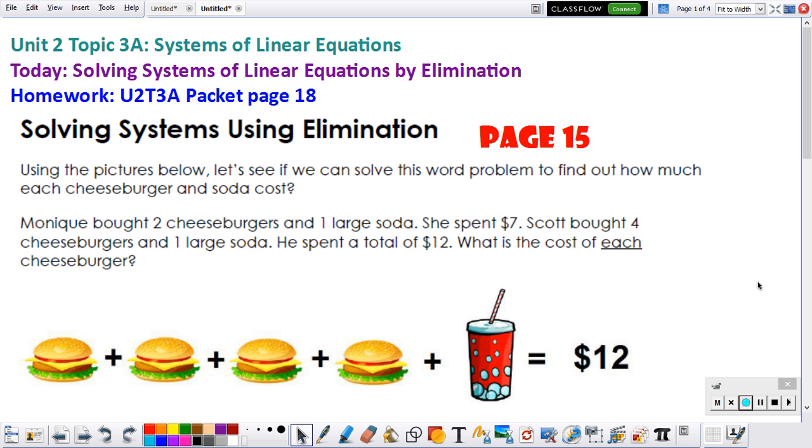So far we have solved linear systems with substitution. Yesterday we set equations equal to each other. We put them into our calculator. We looked at the tables. We've made graphs and found the ordered pairs. Today we're going to use a method called elimination.